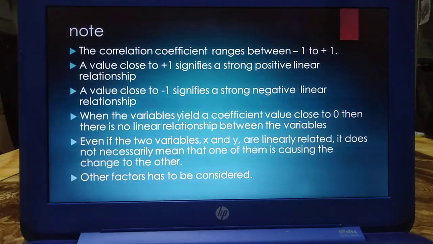So even if the two variables are linearly related, it does not necessarily mean that one of them is causing the change in the other. Other factors have to be considered.